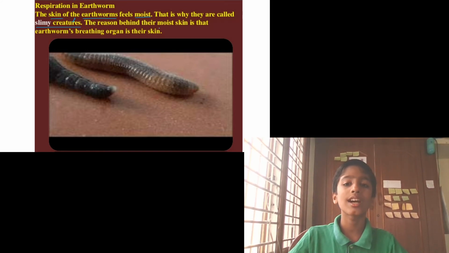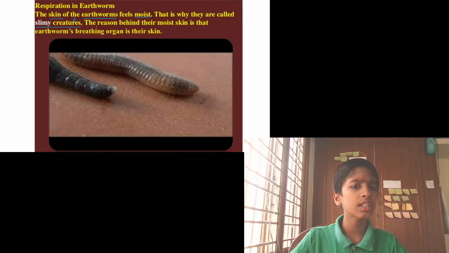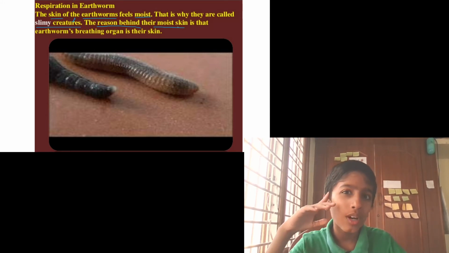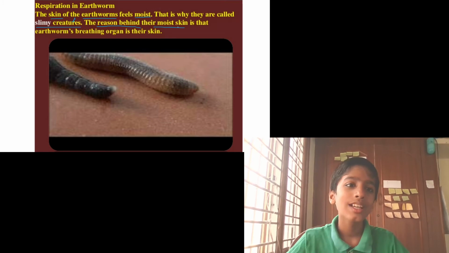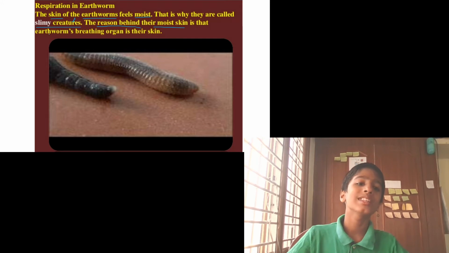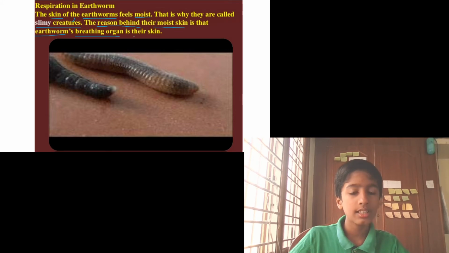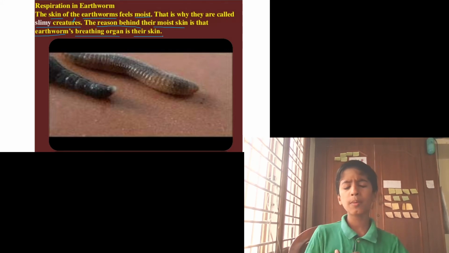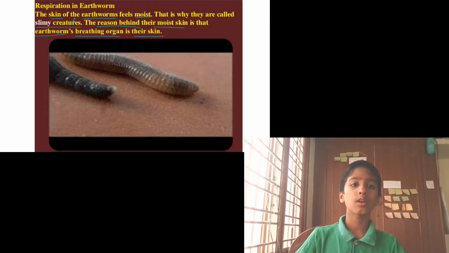Now we learned they have a moist skin and they are called slimy creatures. What's the reason behind the moist skin? It is that the earthworm's breathing organ is their skin. They don't have lungs, a heart, or anything like that. The earthworm's breathing organ is their skin.